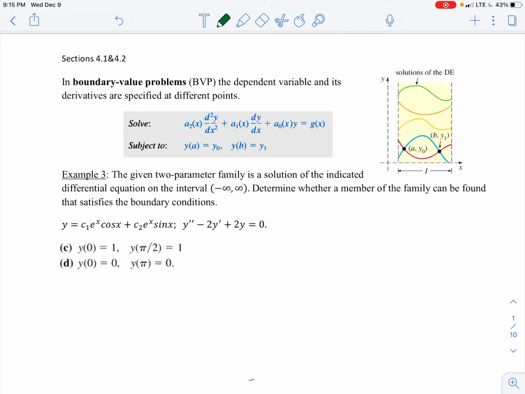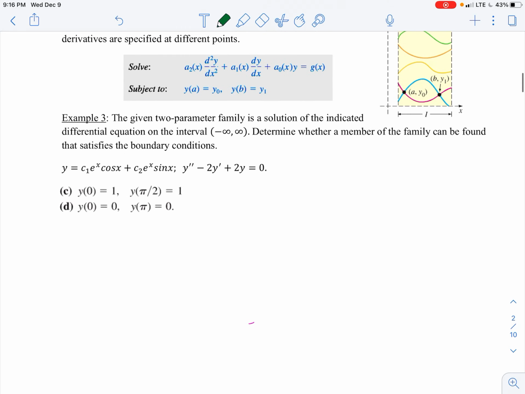All right, so example 3. The given two-parameter family is a solution of the indicated differential equation on the interval from negative infinity to infinity. Determine whether a member of the family can be found that satisfies the boundary conditions. There are many things that can happen. We could have no solution to our differential equation that goes through both points. We could have one solution, two, three, or an infinite amount of solutions. And so we're just going to check.